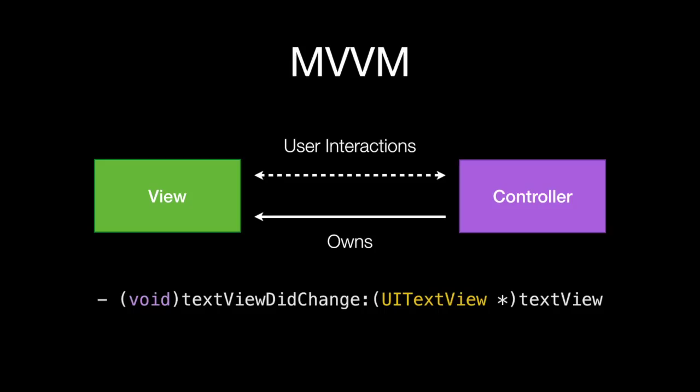And so this is what I've talked about in the view. If the view has any update, so for example, in text view did change, it will tell the controller, and then the controller would just pass it on to your view model. That's it. The controller itself doesn't do anything to the text that's passed on by the view.